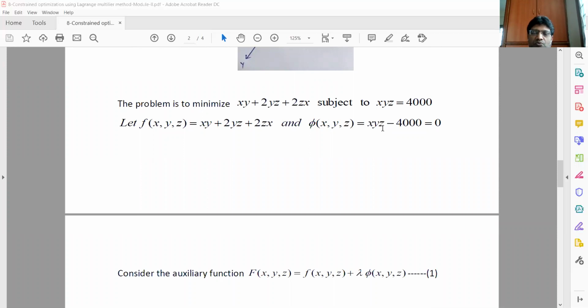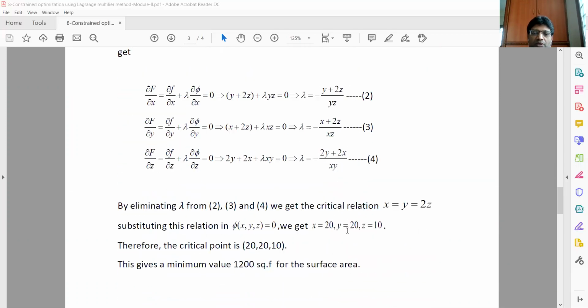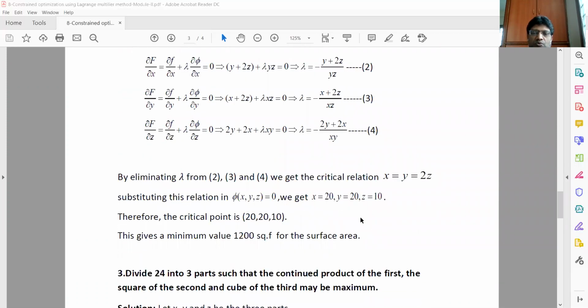So if you put this relation in the constraint, you are going to get x is 20, y is 20 and z is 10. Therefore, the critical point we got is 20, 20, 10. So if you substitute this in the surface area, you will get 1200 square feet is the surface area. So this is the minimum surface area of the rectangular box which holds 4000 cubic feet of water or some liquid.